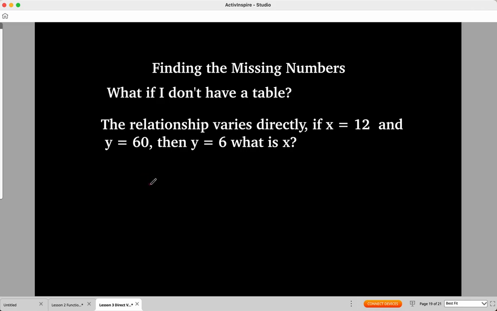All right, now that you've got it, let's see how you did. So first thing you did is you plugged in the equation. So 60 is equal to 12k. Well, you're going to solve for k. 5 is equal to k.